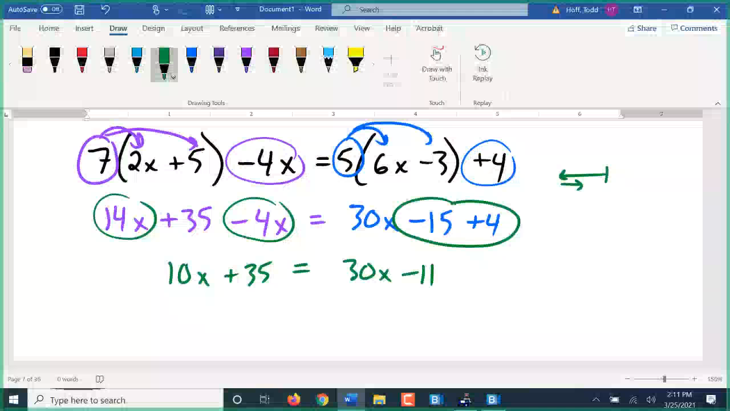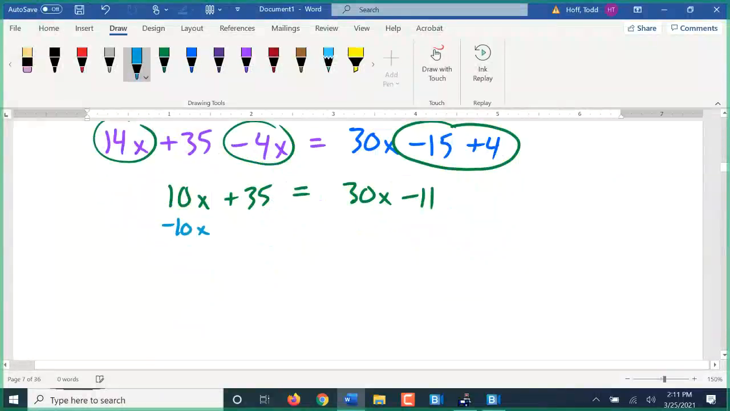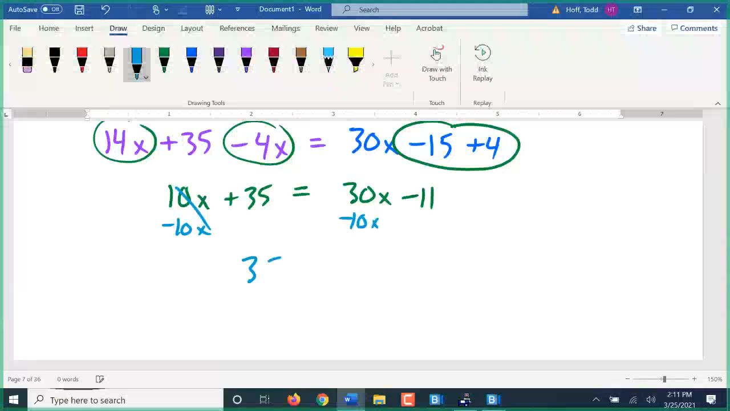But the variable's on both sides. We have to get rid of one of the variables. We have 10x and 30x. The smaller one is the 10x, so I'm going to subtract 10x from both sides. That 10x is gone. We have 35 here, equals 30x minus 10x is 20x. And we still have the minus 11, or negative 11. Now we've combined everything that we can combine. The variable is on one side. We can go ahead and solve.